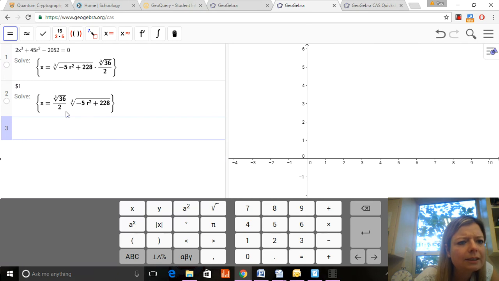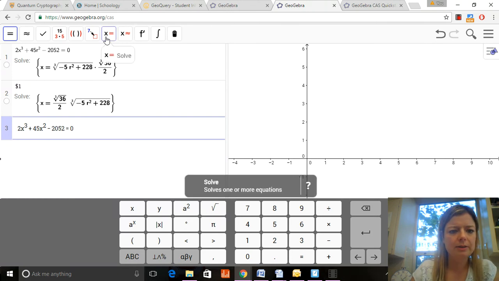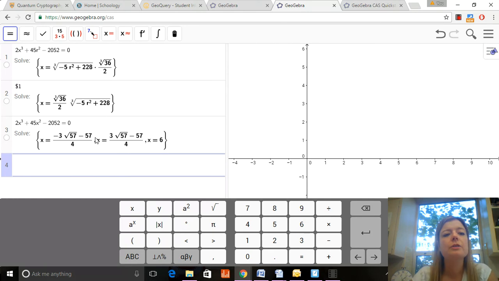And for some reason, that's not giving me 6 as one of the answers. Maybe I should have tried this first. Did I enter it wrong? Okay. Oh, it's because I put an X and an R. Let's try that again. 2X cubed plus 45X squared minus 2052 equals 0. Okay, and then you press X equals. There you go. So here are your answers.